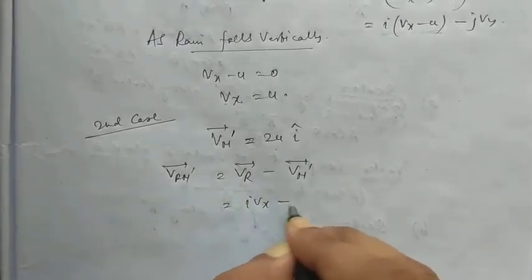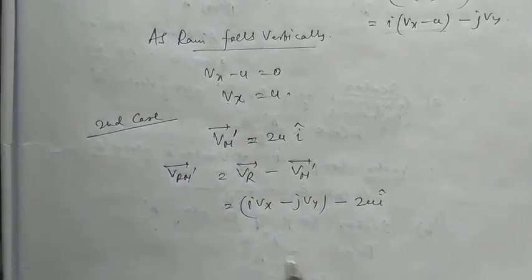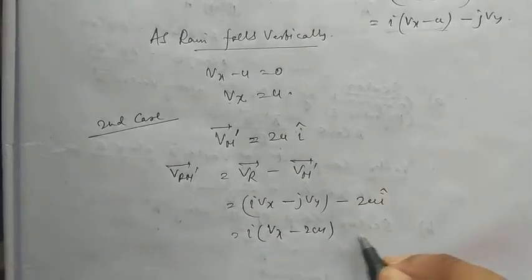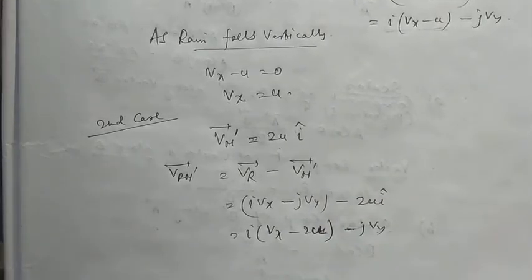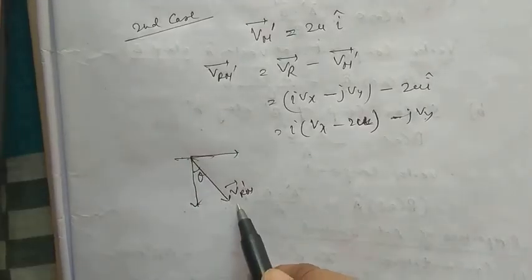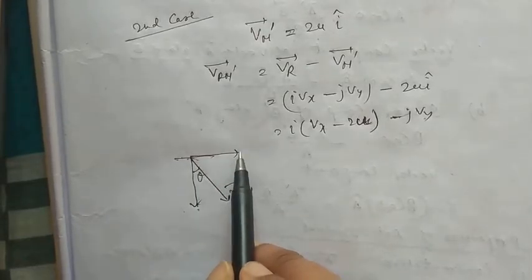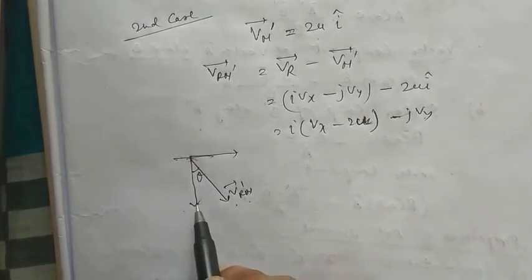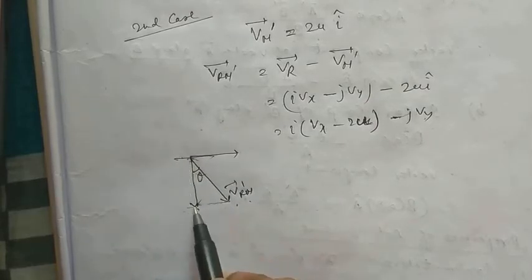Here Vr will never change, the actual velocity of the rain. So this was i Vx minus j Vy. It will remain the same as it is, but now Vm will become 2u i. Again take i common: Vx minus 2u, minus j Vy. Now Vrm makes angle theta with the vertical. So Vrm has one component along the x direction, another component along the y direction. This is the x component, this is the y component. So if you complete this triangle, tan theta becomes x component by y component.